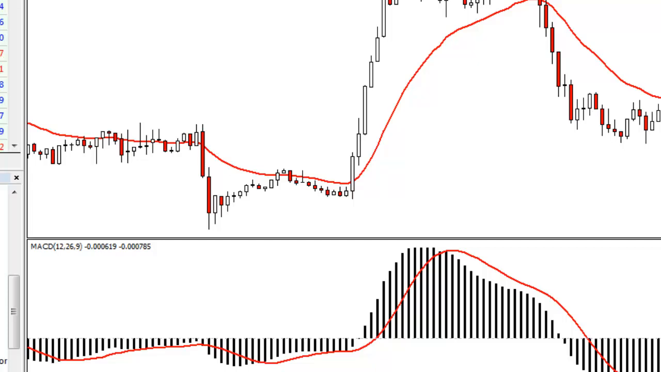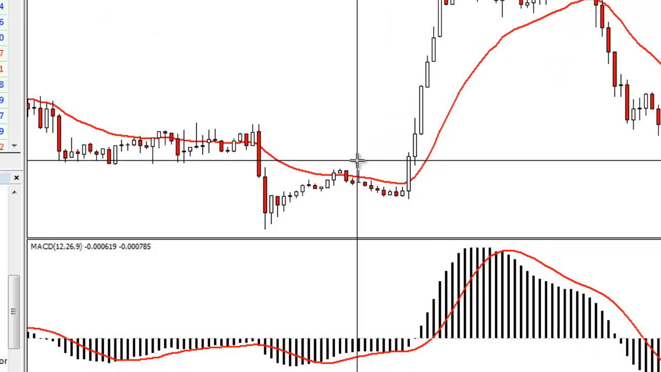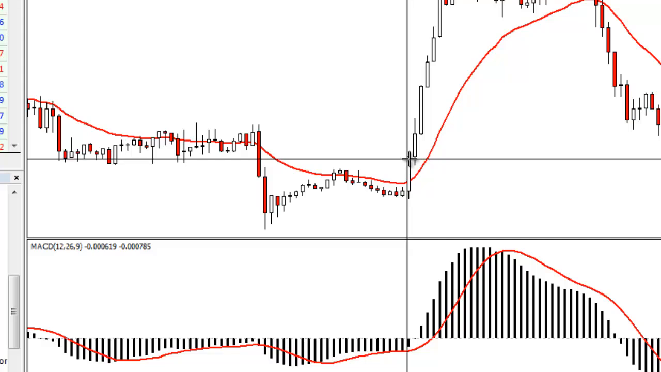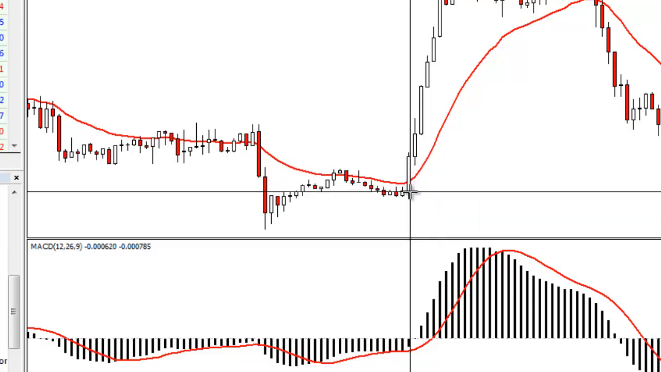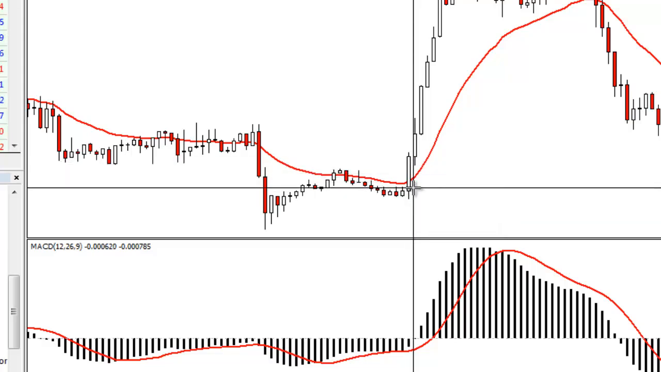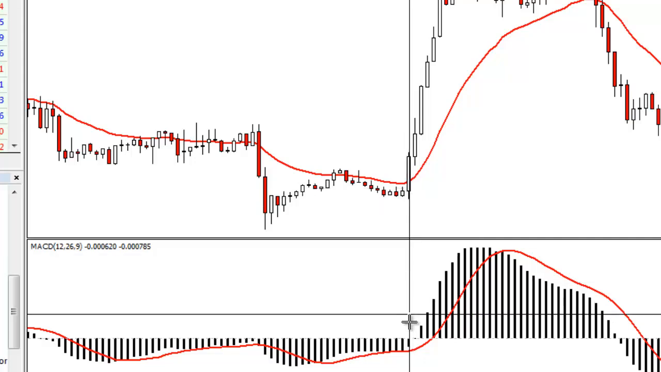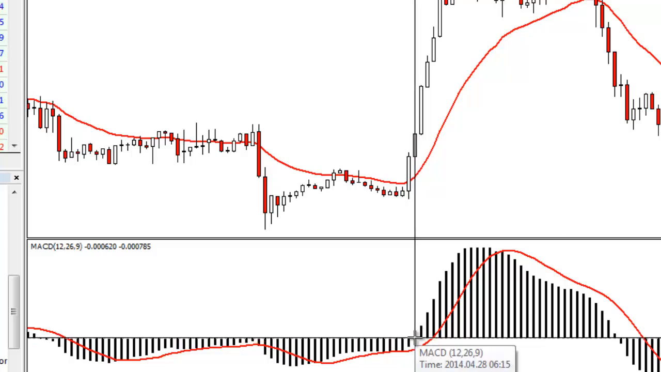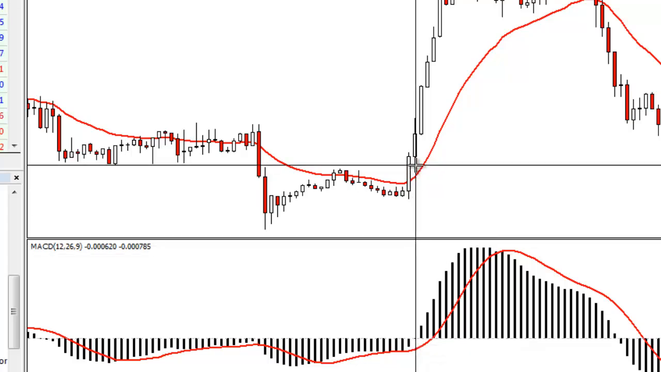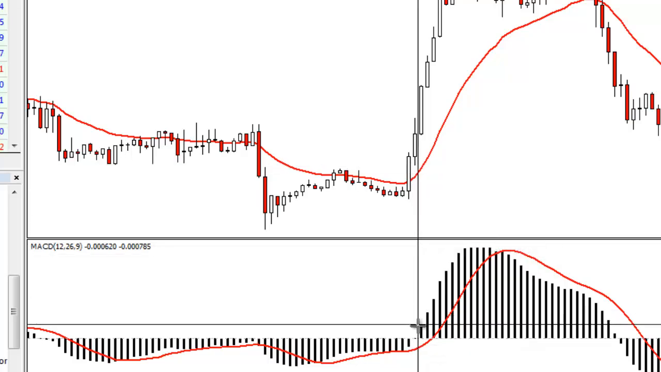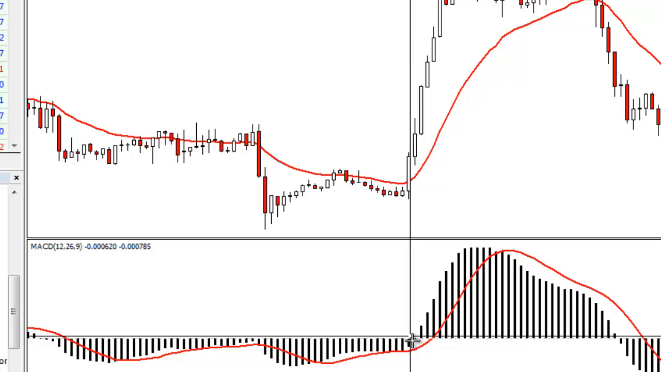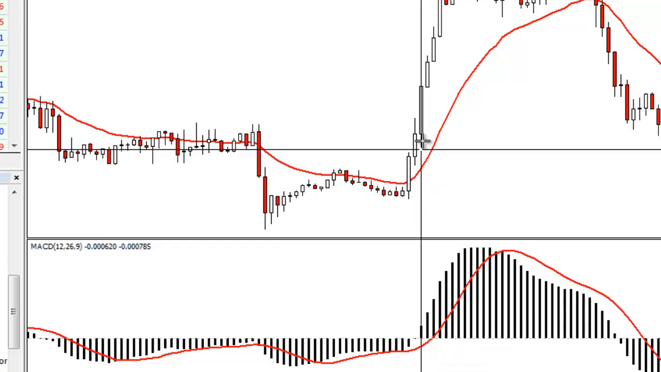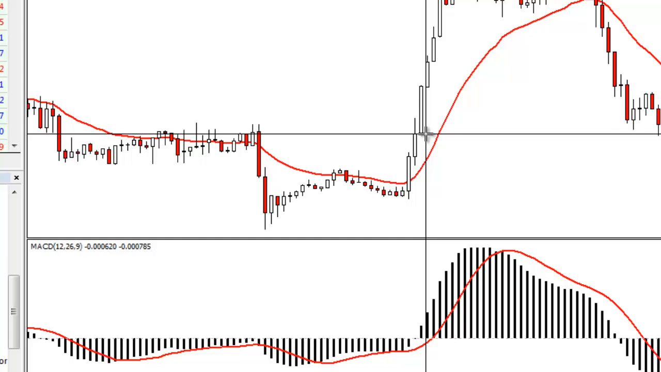So if you see at this point, this is where the price has crossed the exponential moving average in the upward direction. But if you see, the MACD histogram bar is below the 0 level, so we have to wait until it is crossing the 0 level here. So if you see the next one, this is where the MACD histogram is crossing the 0 level. So once this is completed, this is your entry point. This is where we have to enter for a long entry.